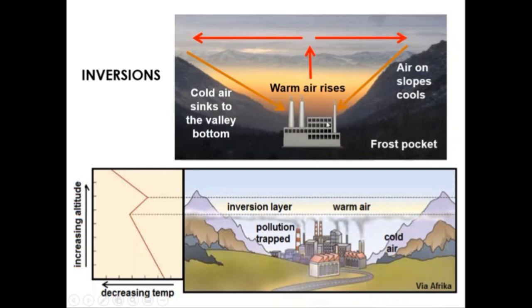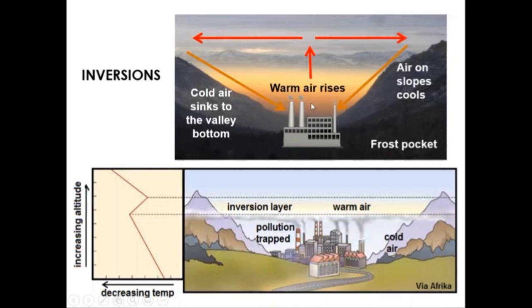But let's go to the top, inversion. Right, warm air rises, and it goes outside the valley, then it goes in a different direction on top of the slope or on top of the valley when it reaches the top of the valley. But cold air sinks down the valley, comes into the valley. Now what happens to the warm air that is trapped inside that valley?